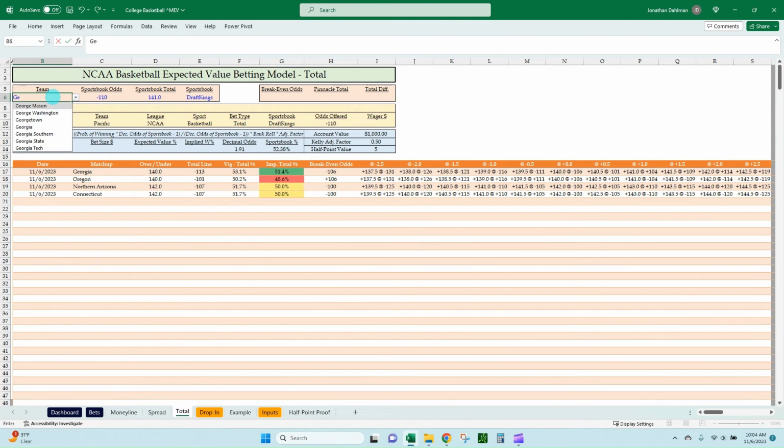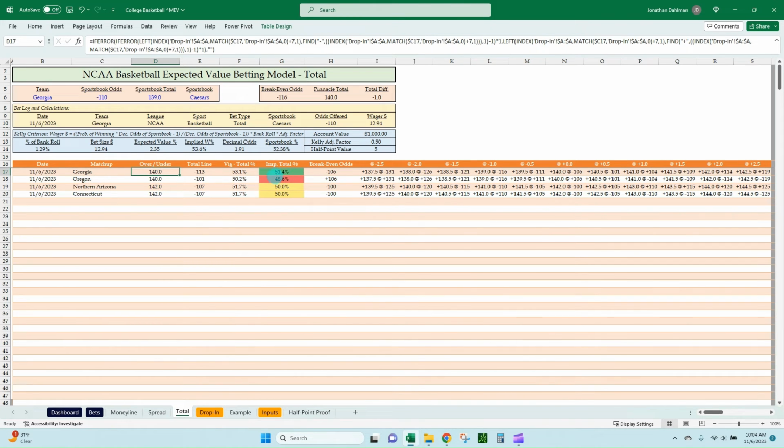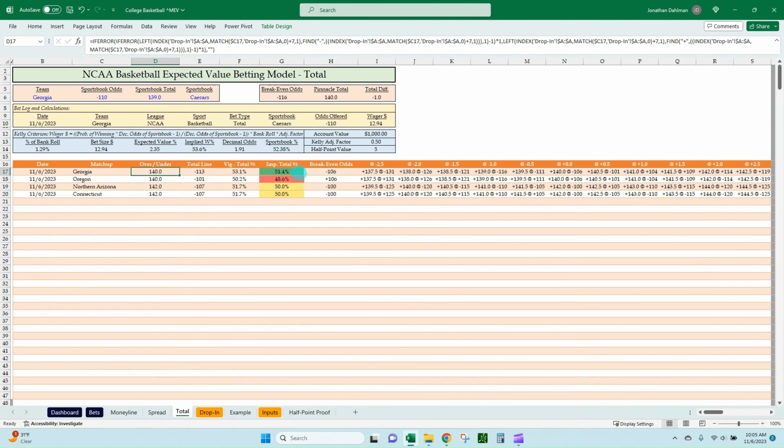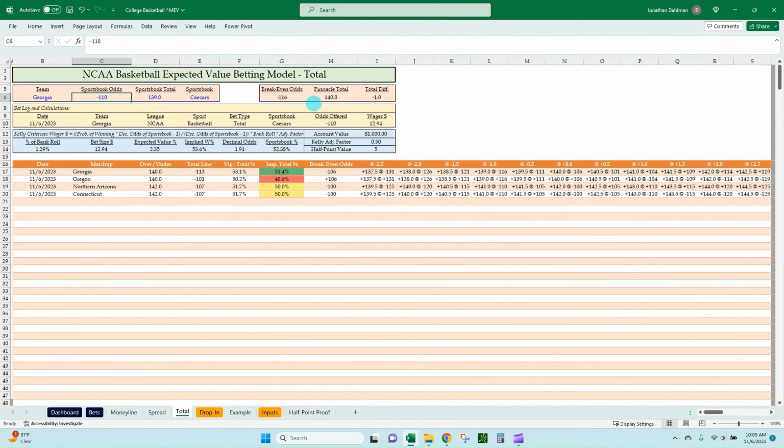We just type in Georgia, minus 110, and that was at 139, and that was on Caesars. So we got another EV bet here. So the base was 140, and we are getting Caesars at 139 at minus 110. So $12.94 bet, 53.6% chance for the game to go over 139 points versus Caesars saying that's only a 52.38% chance. So that's where the EV bet is.